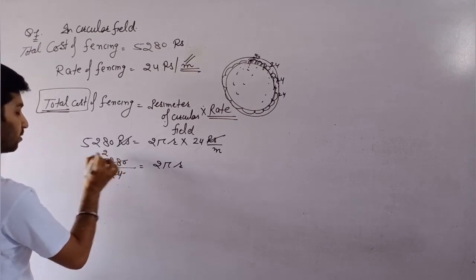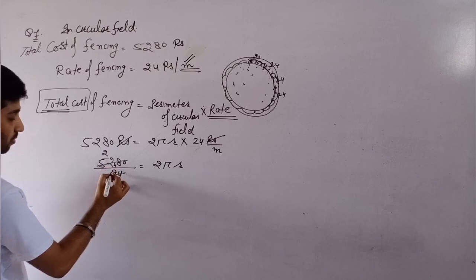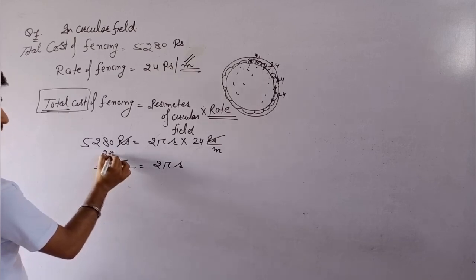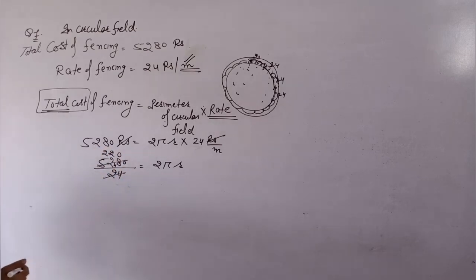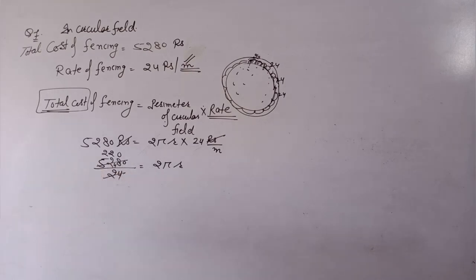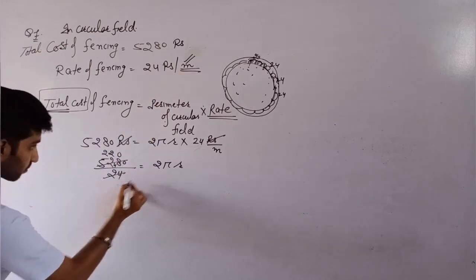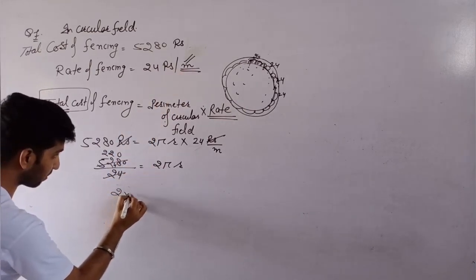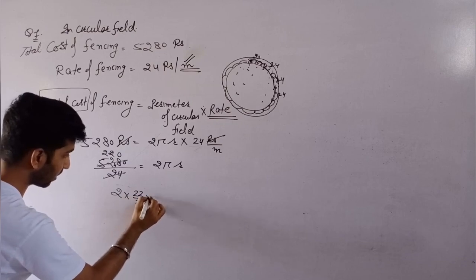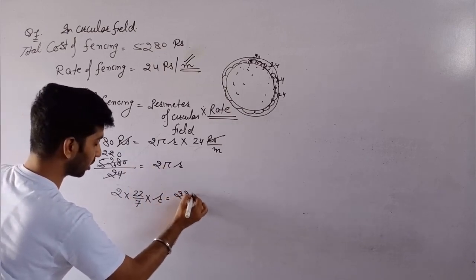24 into 48, remainder is 4, 48, 24 into 48, 0. So we have found that perimeter, meaning circumference of a circle, is 220, unit is meter. So 2 multiply pi is 22 upon 7 multiply r, which is not given, is equal to 220.